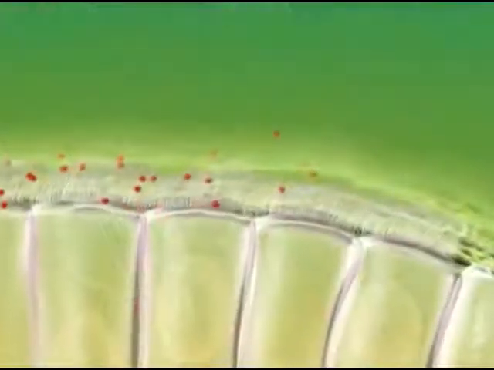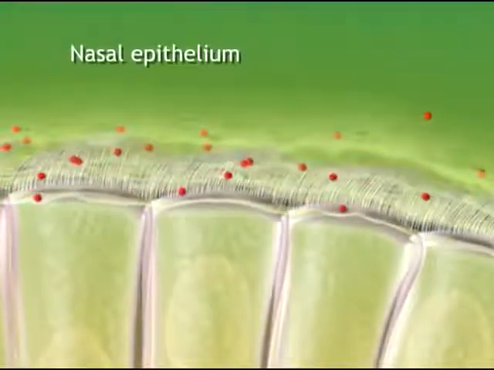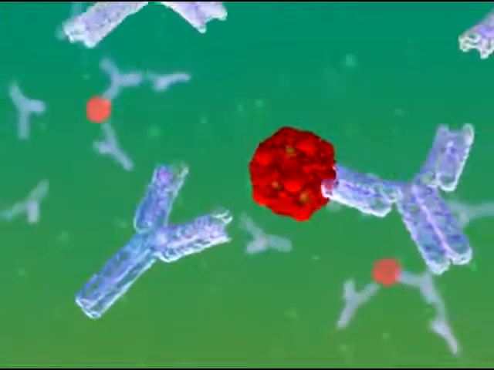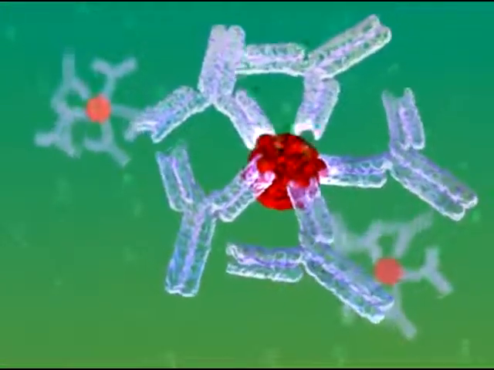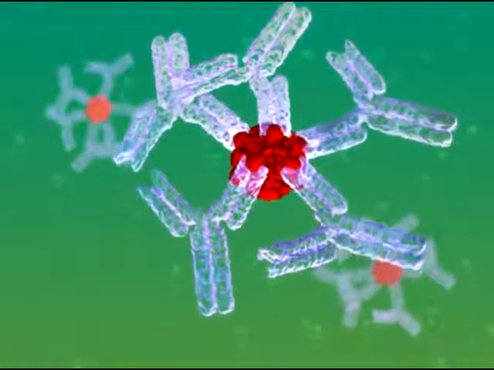Antibodies in the blood and tissue fluids seek out free rhinoviruses. The antibodies neutralize the rhinovirus by binding to its surface molecules, thus preventing attachment to host cells. Antibodies are humoral defenses that target free pathogens.